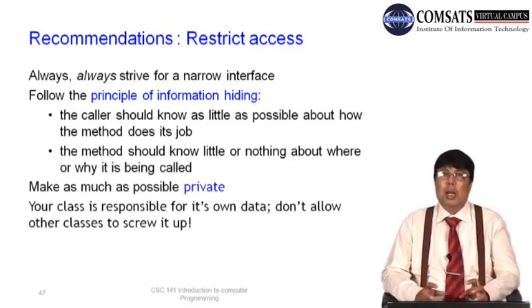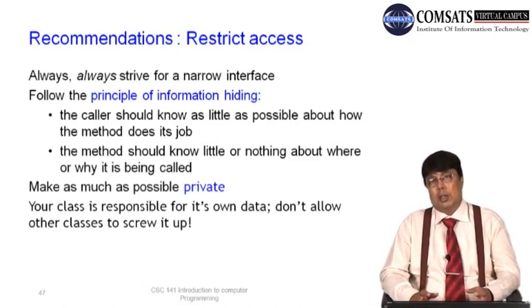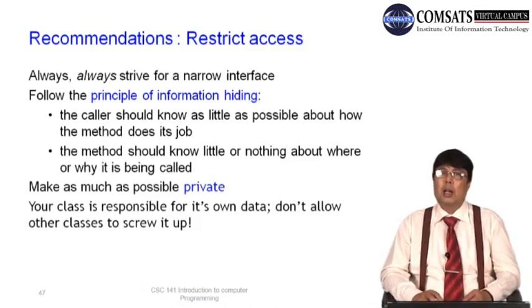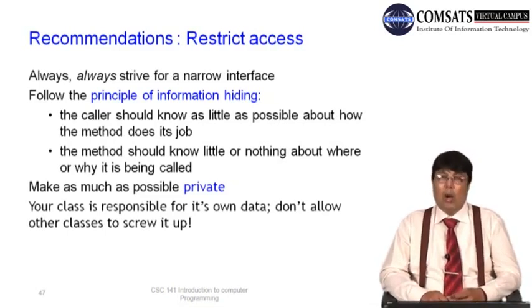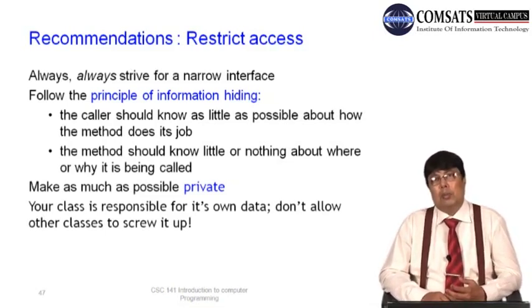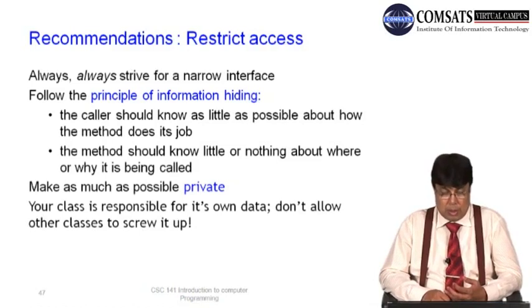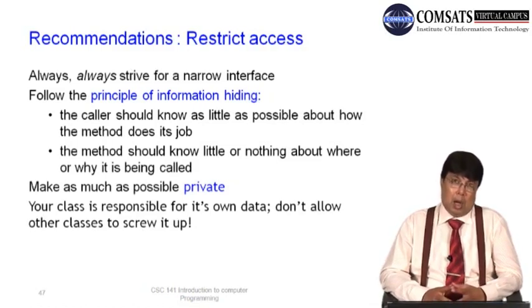So this method should be hidden from the object. This method should be hidden from any user. The user should simply say, open an account. The user should simply say, provide the balance of that particular client. Or the client just says, what is the account balance of mine in that particular account. How it is done should not be the requirement, and should not be the right of that particular object or that particular user. So the method should know little or nothing about where and why it is being called.